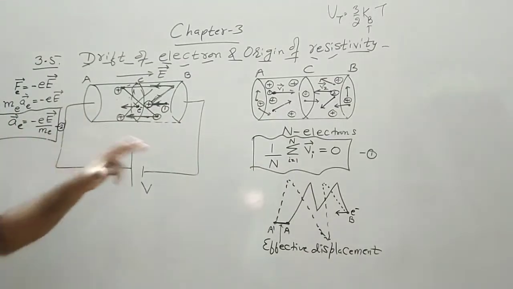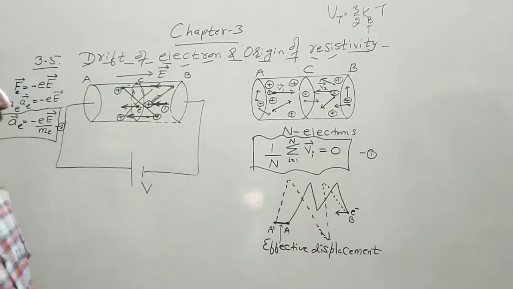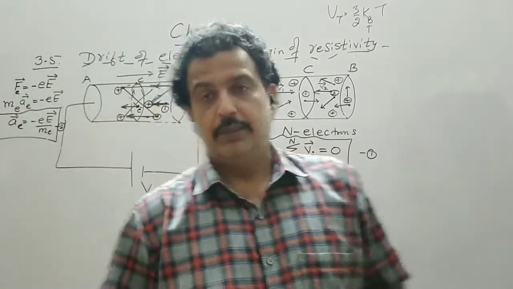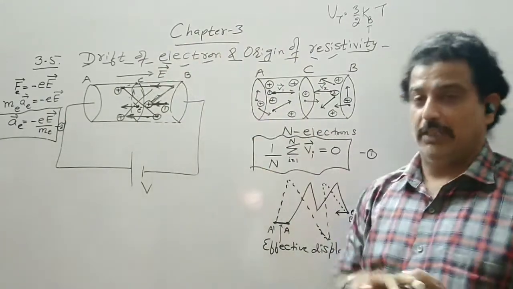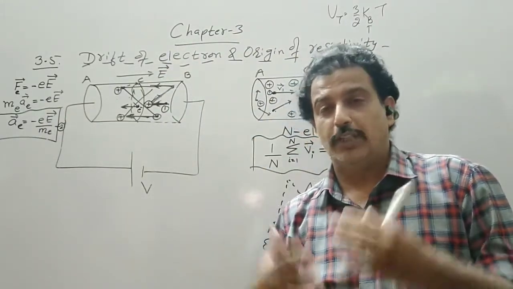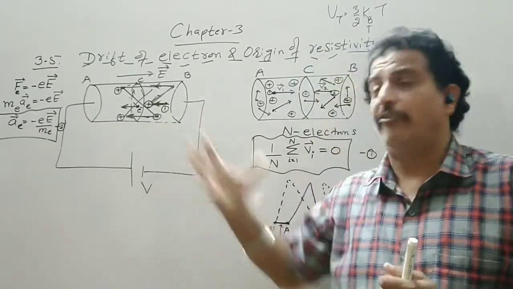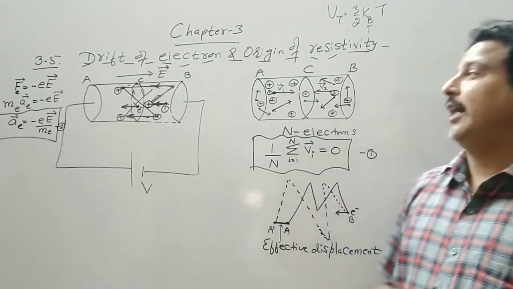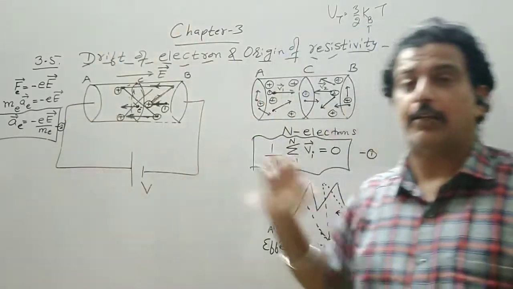Now let us talk about their velocities. The average velocity of all the electrons was 0. Now let us come to their average velocity, whether it comes out to be 0 or not equal to 0. It should not be equal to 0 because there is a force acting on it. It is an accelerated motion. So what will be the average velocity of all the electrons?